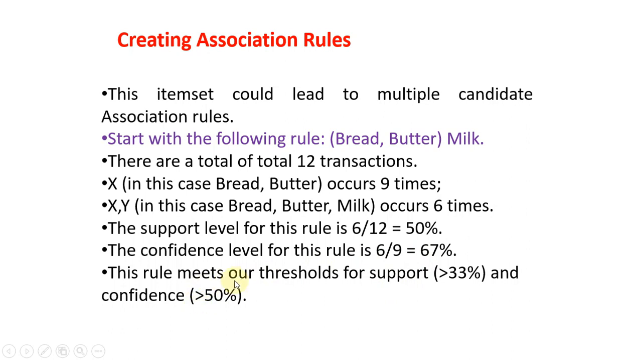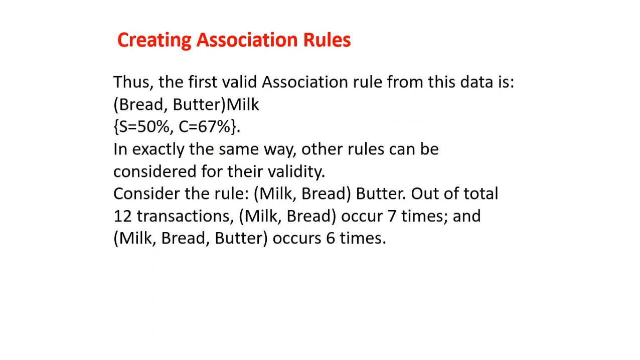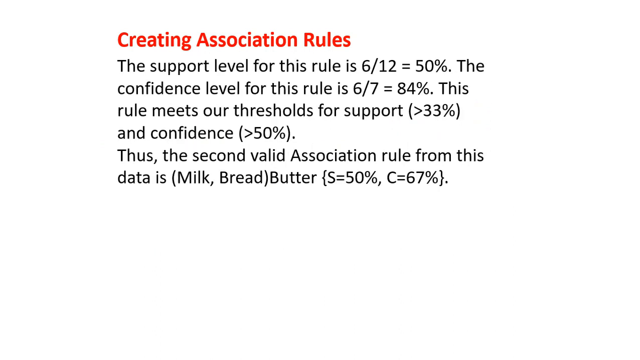Hence, this rule meets our threshold, with support more than 33% and confidence level more than 50%. Thus the first valid association rule from this data is bread, butter, milk. It meets 50% and 67%. Then you consider the support level for this rule.